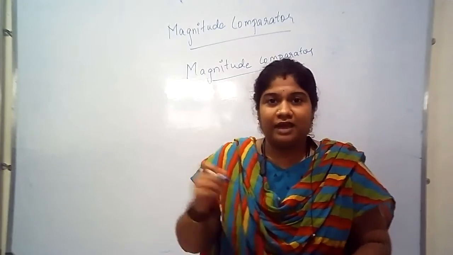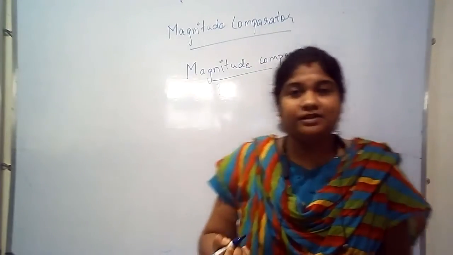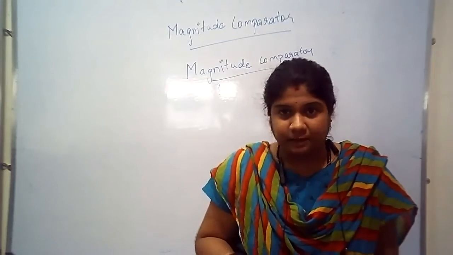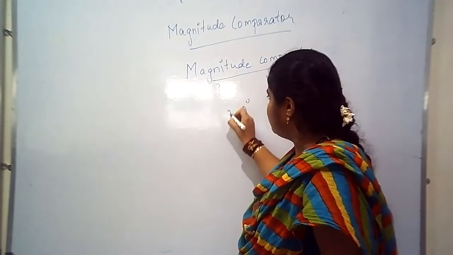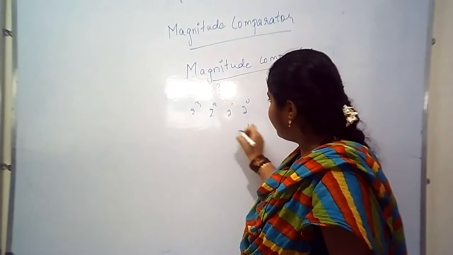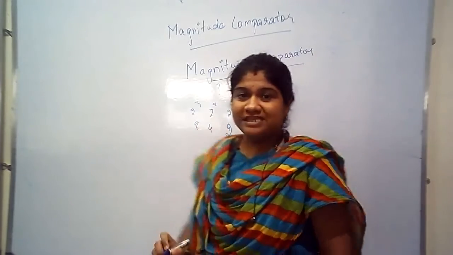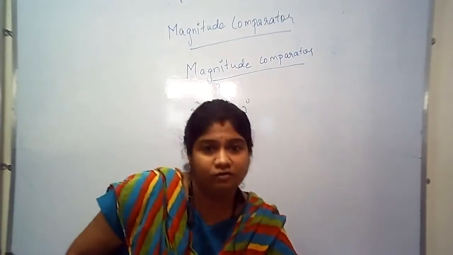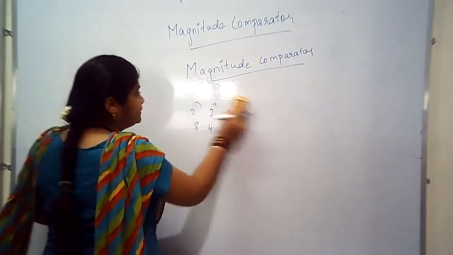Here we have another term called magnitude. In our digital system, for example, we have 2 power 0, 2 power 1, 2 power 2, 2 power 3, that is 1, 2, 4 and 8. These numbers, 1, 2, 4 and 8, are called magnitudes. Magnitudes are nothing but values for us.